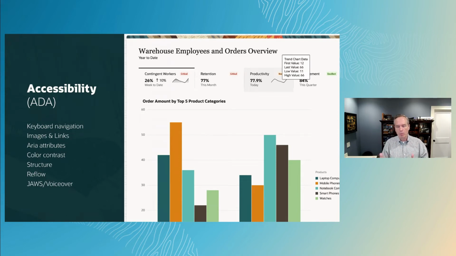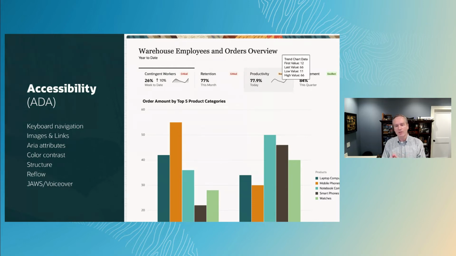So when you use a Redwood page template, you get things like the keyboard navigation, the tab order, the ARIA attributes, ensuring that the color contrast is appropriate for low-sighted users, the compatibility with screen readers like JAWS and VoiceOver.